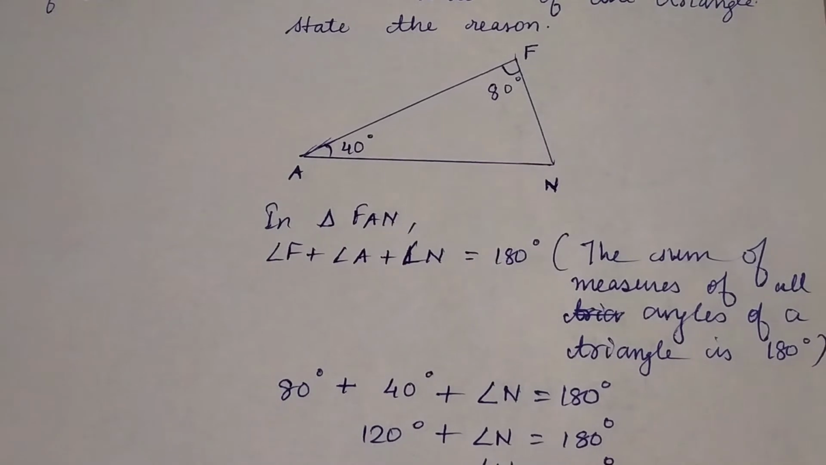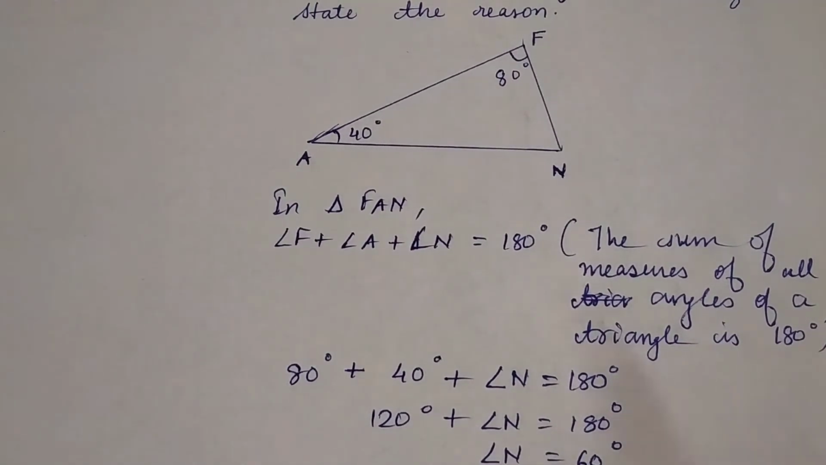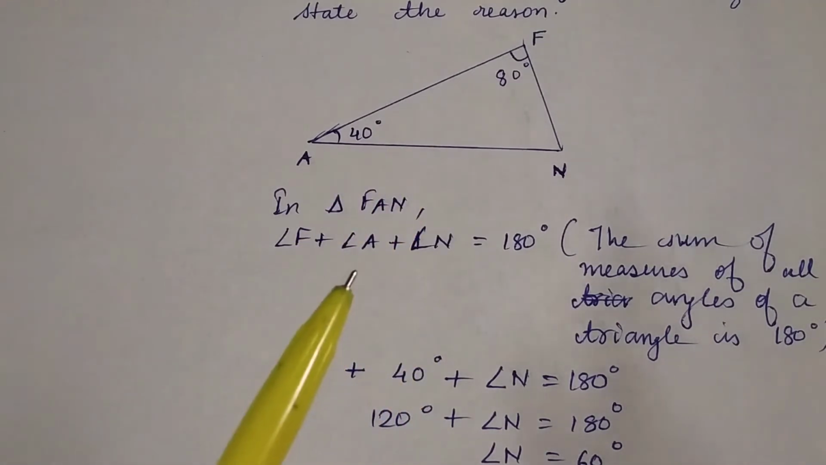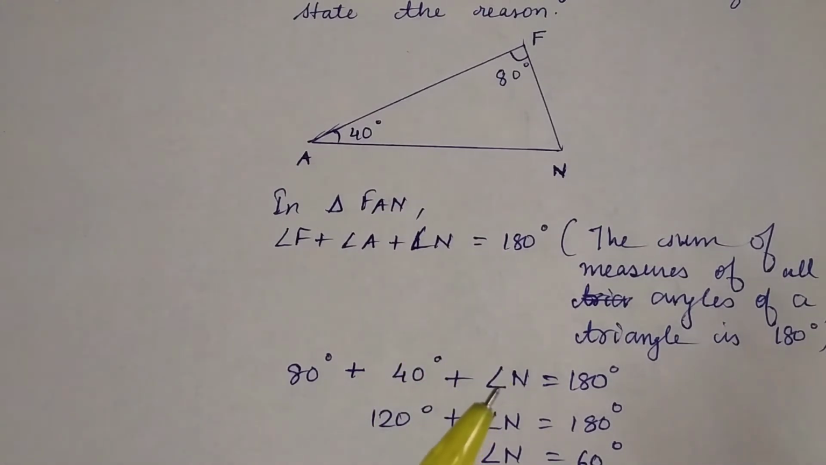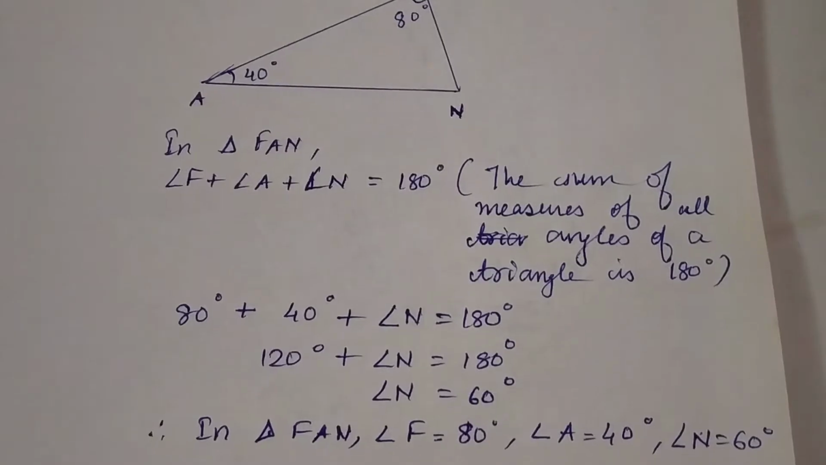As we can see in the figure, we have substituted the values. Angle F is 80 degrees, angle A is 40 degrees, and we don't know angle N, so we write angle N like that, and the sum is equal to 180 degrees. So 80 plus 40 gives me 120, plus angle N is equal to 180 degrees. So angle N is going to be 60 degrees. Now I know the measures of all angles of the triangle. Once I know them, by using the property, I can easily find out the greatest and the smallest side.